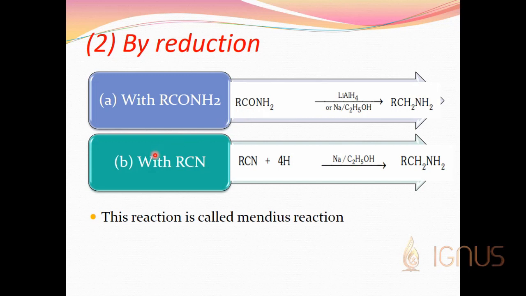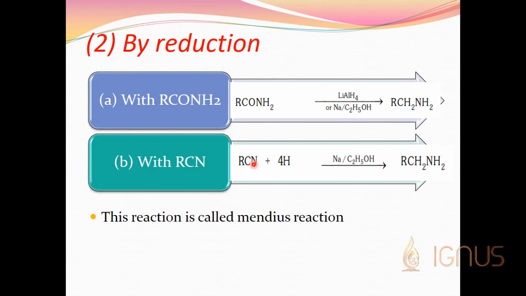Next, by the reduction of RCN, cyanide. If you reduce cyanide in presence of sodium in ethanol, you will get primary amine. Don't forget, in both the cases you will get primary amine as the product. You can see in place of C, you can add CH2. In place of N, you can add NH2. It's a simple way to remember this type of reaction.